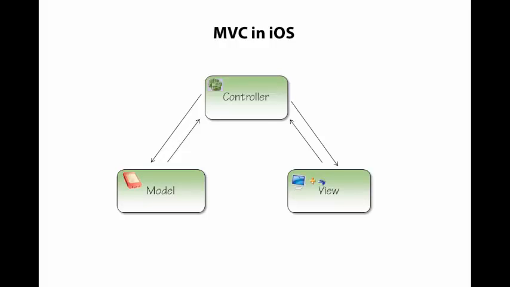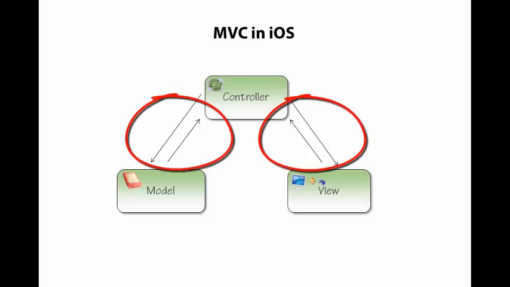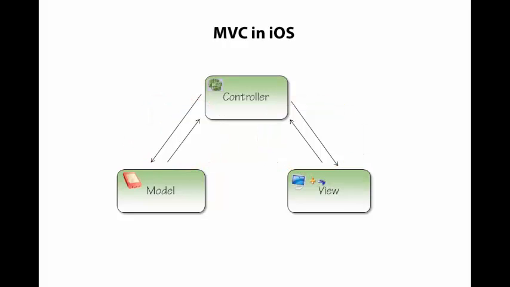So let's look at MVC in iOS. How does this apply here? You can see in this diagram here, I'm depicting the controller and the model and the view, and you can see that there are some arrows pointing from the controller to the view and back, and the controller to the model and back. In this aspect in iOS, the controller is really the middleman that's going to communicate information back and forth.